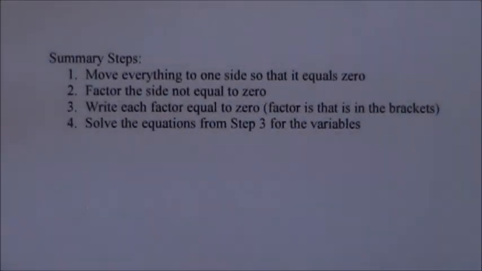Summary steps for solving quadratics using factoring. Step 1, we're going to move everything to one side so that it equals 0, the only exception being when there is only one variable, and then we'll solve for the variable. Step 2, factor the side not equal to 0. Step 3, write each factor equal to 0. Remember, a factor is what is in the brackets. And step 4, solve the equations from step 3 for the variables.